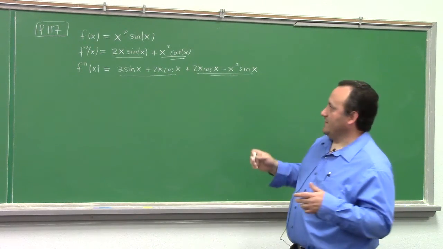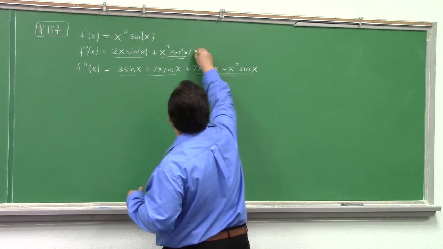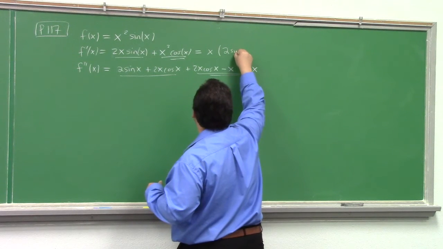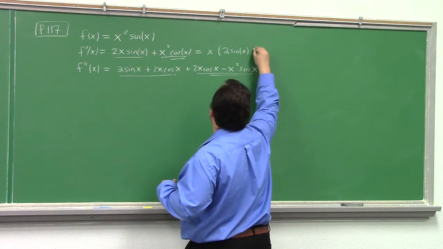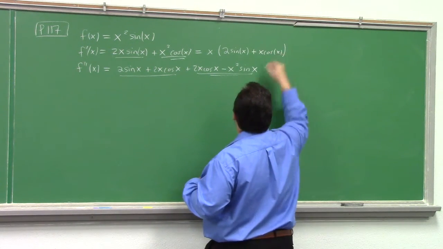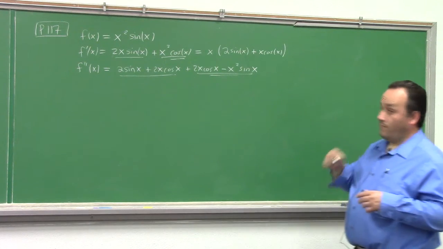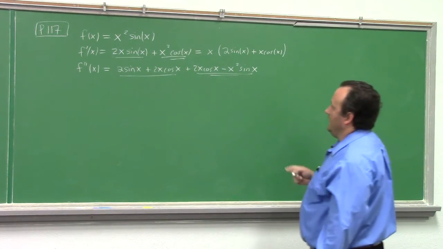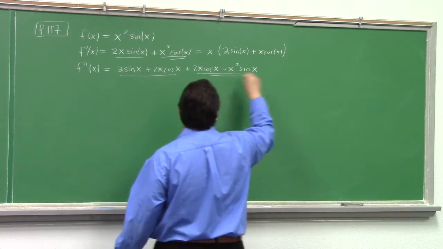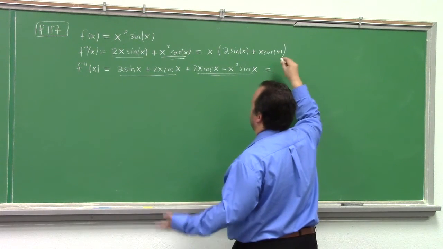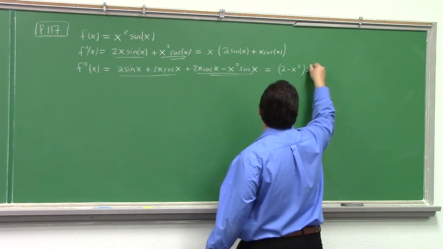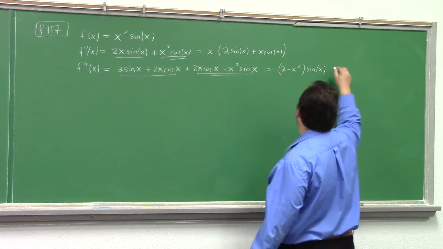Now, I could have avoided that by doing the following algebra step, which is what? This is x times 2 sine x plus x cosine x. And this one is 2 minus x squared sine of x plus 4x cosine x.